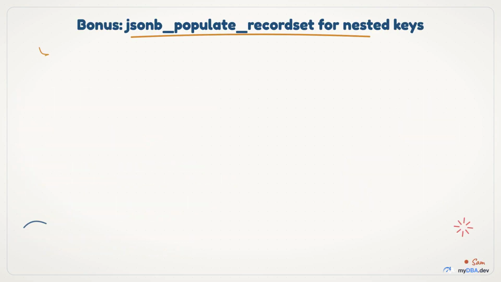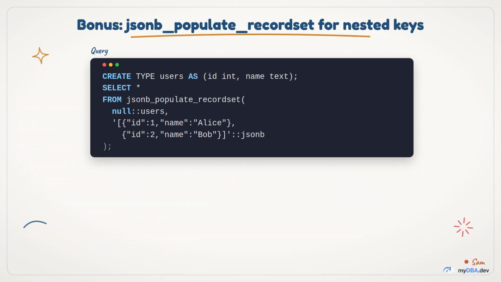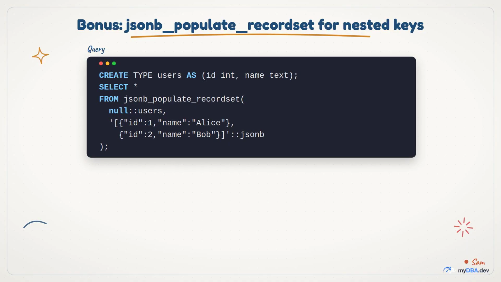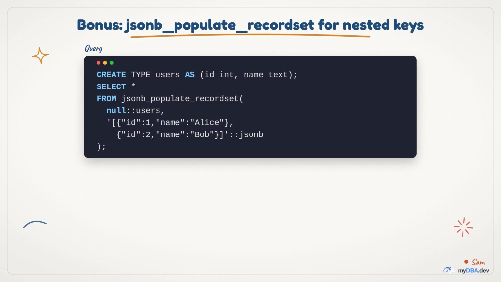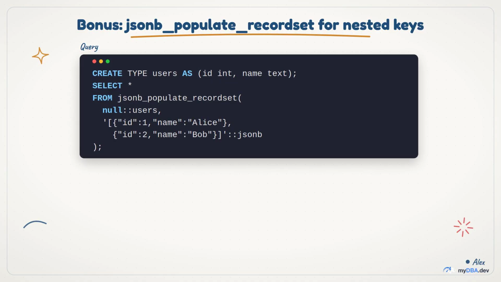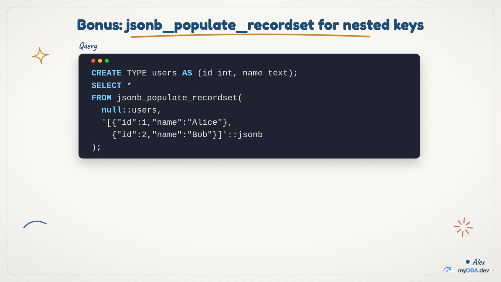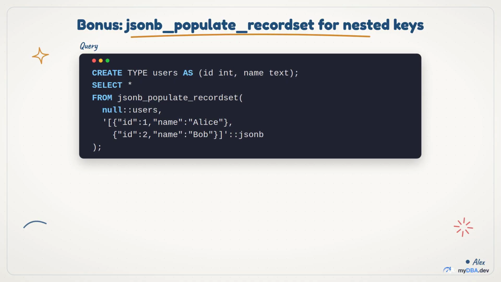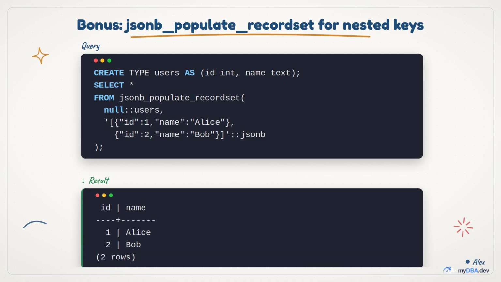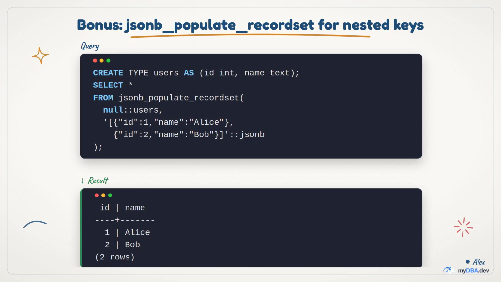One more function for completeness, jsonb_populate_recordset. It's similar to jsonb_to_recordset, but you pass a null value of a specific composite type as the first argument. Some folks find it cleaner when defining complex types. Yeah, and if you've already got a composite type defined in your schema, you can pass null::that_type, and it'll map the JSONB keys to the type's fields automatically. Saves you typing out the column list every time.